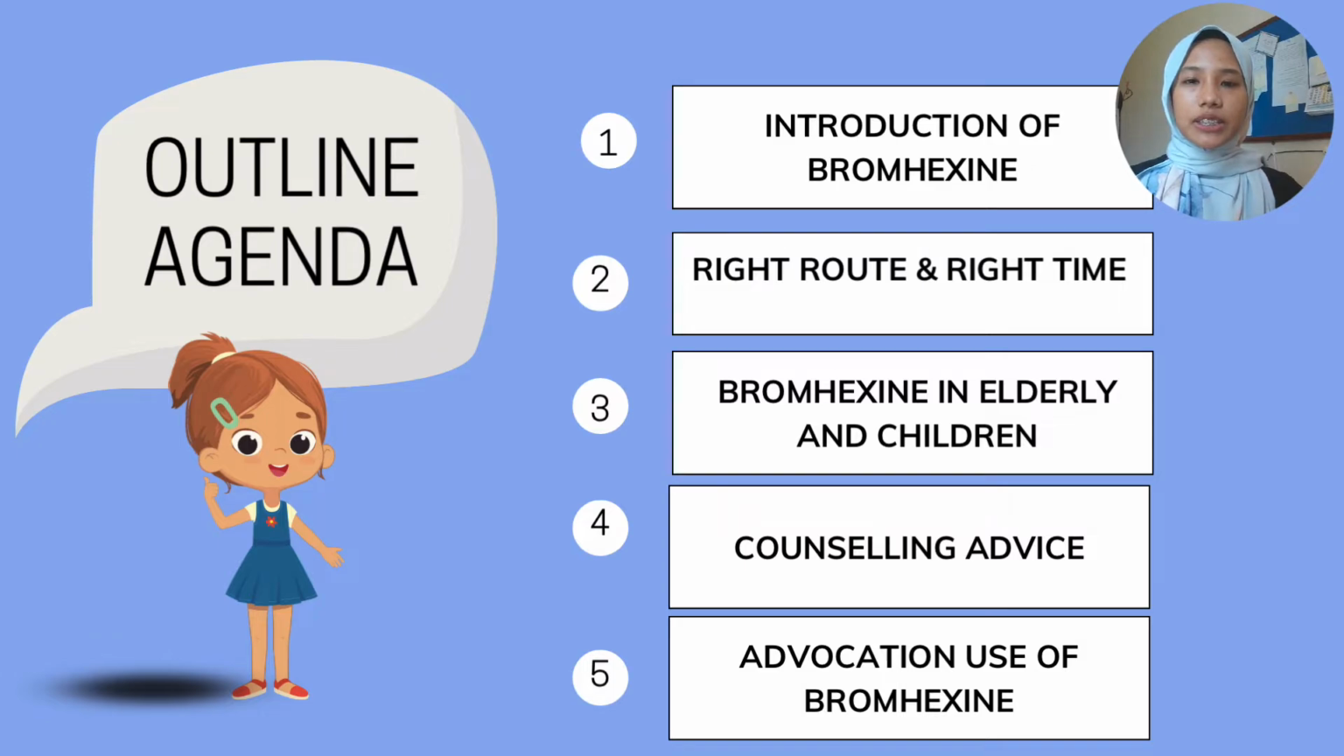So here is the presentation outline that we have drafted for today's session. Firstly, we will start off with the introduction of bromhexin, followed by 2 R's, which are right route and right time for bromhexin. Thirdly, we have bromhexin used in elderly and children. Number 4 would be the counseling advice on the usage of bromhexin. Last but not least, we have advocation use of bromhexin.